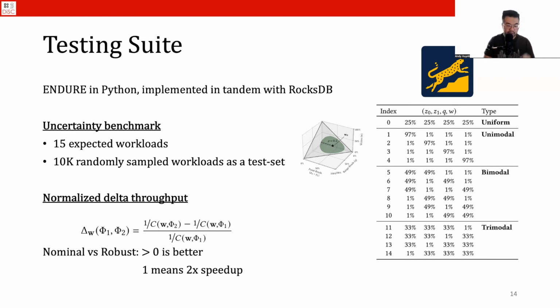And lastly, one of the metrics that you'll see here and also in our paper is normalized delta throughput. And we always see it in the form of nominal versus robust. So 0 always indicating that robust is doing better, where the value 1 exactly means a 2x speed up.